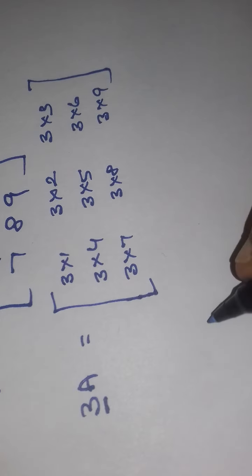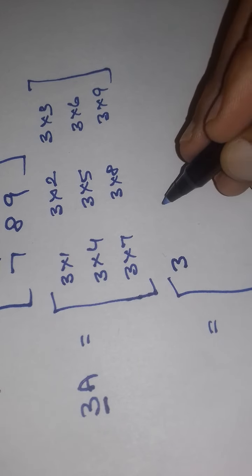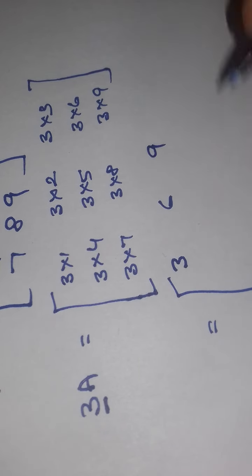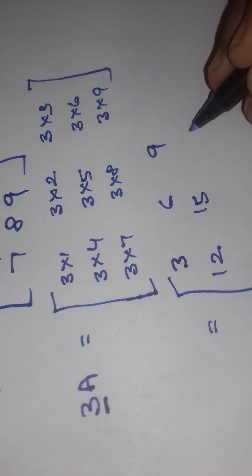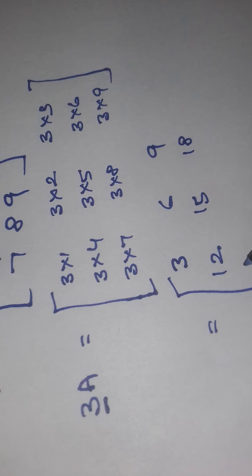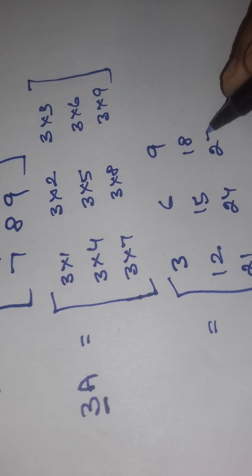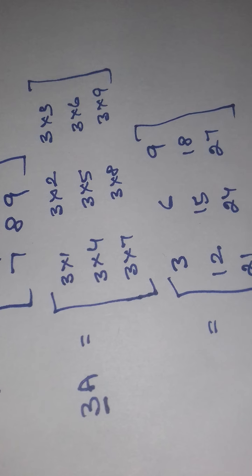we will get the results: 3 into 1 is 3, 6, 9, 12, 15, 18, 21, 24 and 27, and 3A will be this.